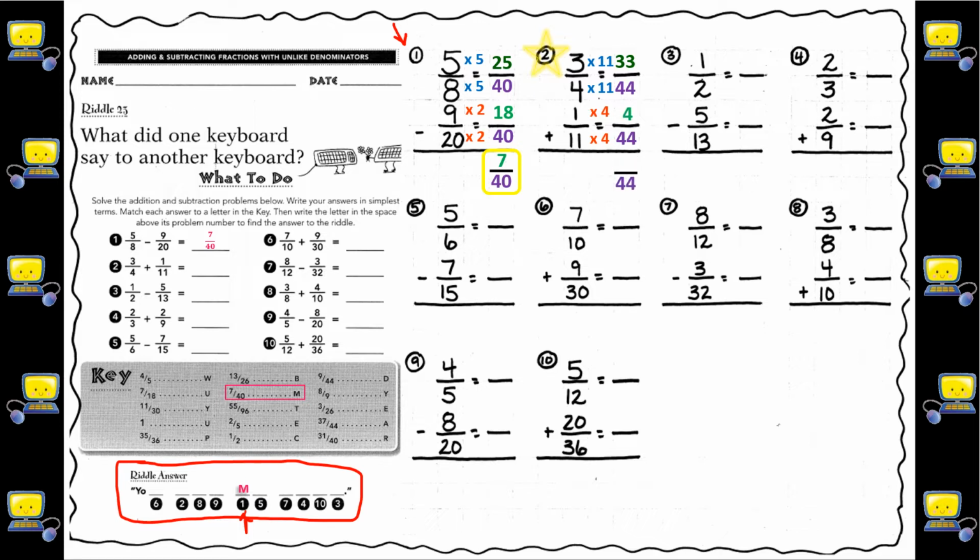We're going to keep 44 as our denominator. This is an addition problem, so we do 33 plus 4 is 37. Our answer is 37/44. This matches with the letter A. So for problem 2, you're going to write A.